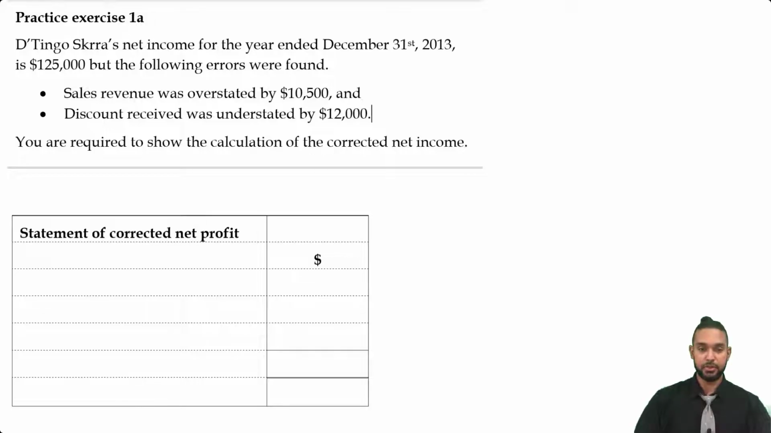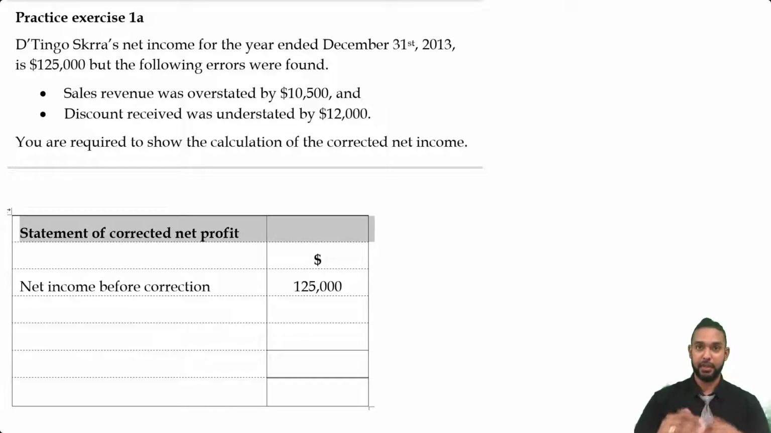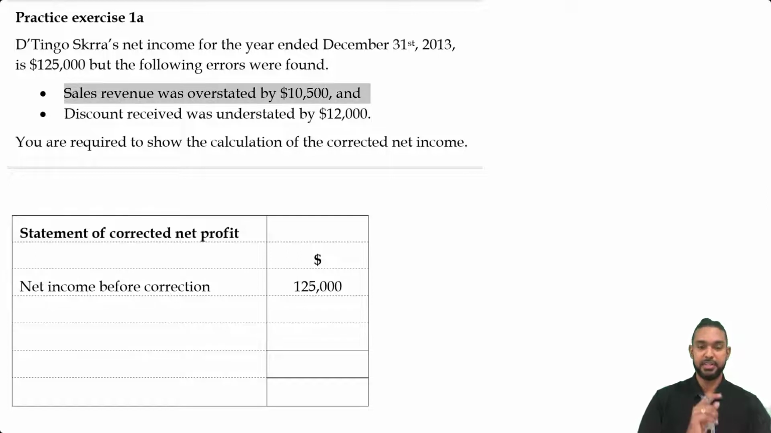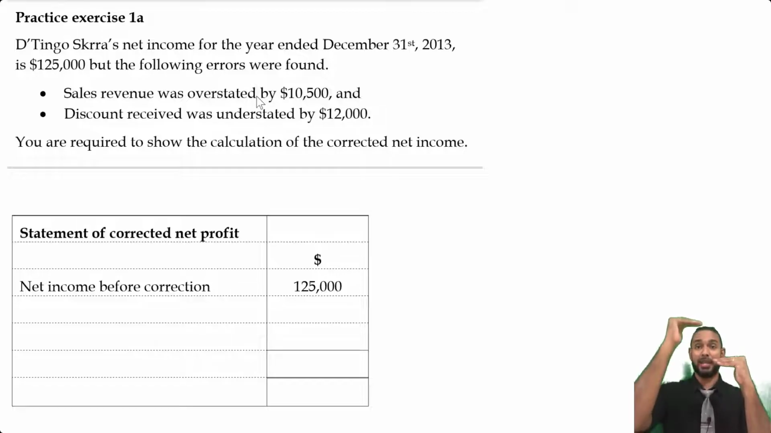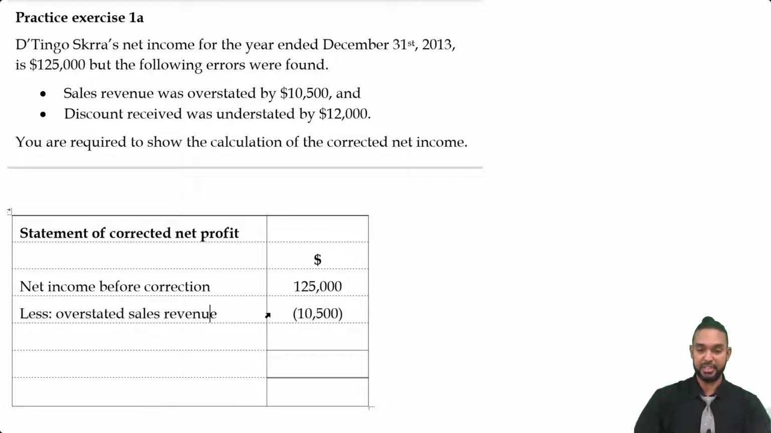Okay, so let's take a look. So we are going to start with the net income before correction. Please do pardon me for not putting the proper full heading. I just wanted to save some time here. So let's go to the errors. So sales revenue was overstated by 10,005. So overstated revenue is an error. That means it's too high. When we correct it, we're going to have to decrease the revenue figure. And when revenue decreases, profit decreases right along with it. So we are going to have to subtract the amount of the overstated sales revenue in the process of correcting the net income.